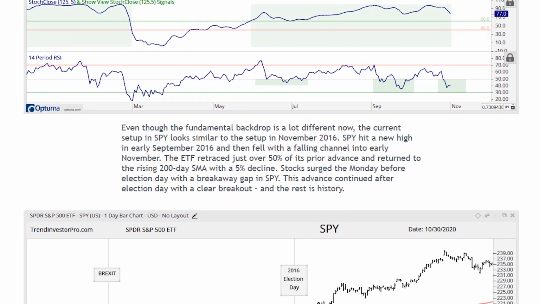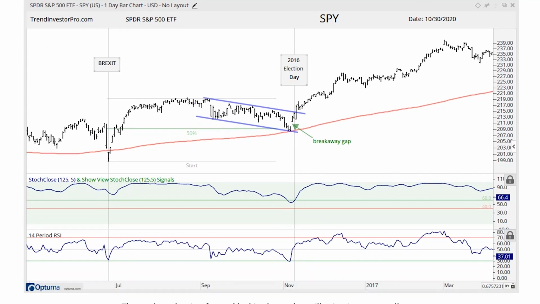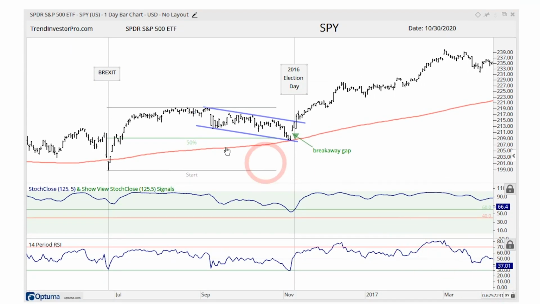So now let's get to what happened in 2016. So here we had the big plunge with Brexit, but then we rallied back up to new highs. And here we go, September, we start to move down. And we didn't really have a clear ABC decline, but we clearly moved down from early September to early November.